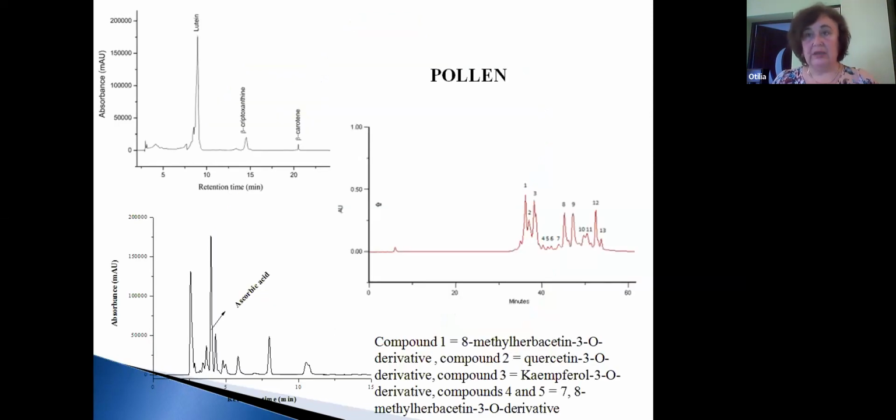If we go further with our bee products and the biologically active compounds that they contain, we can see that pollen is a very rich source of vitamin C, fresh pollen, so crude or fresh pollen, like we say, but also a very good source of carotenoids. Lutein is the most important carotenoid in pollen, but also beta-carotene and beta-cryptoxanthin are present, and they have a lot of important, wonderful activities.